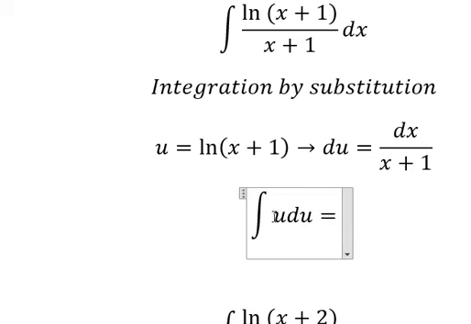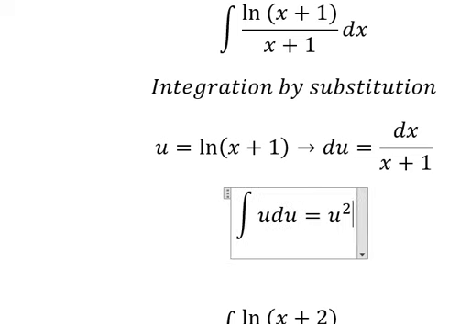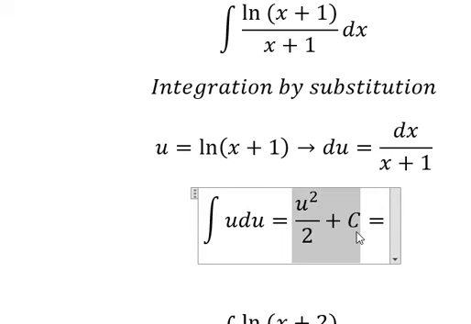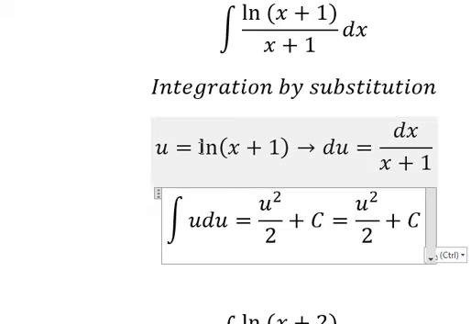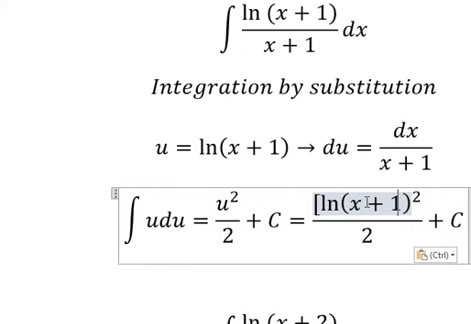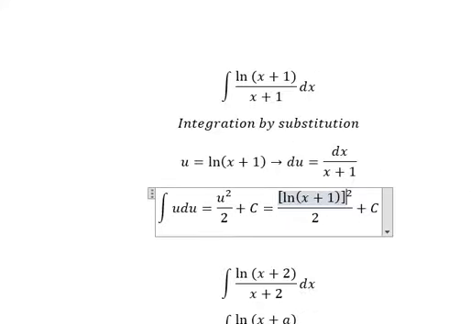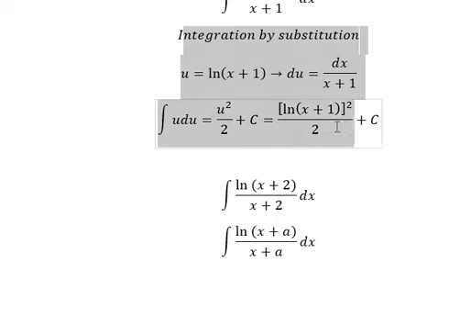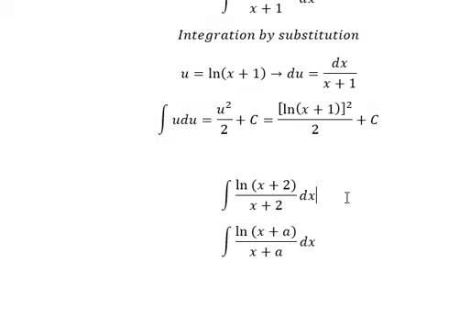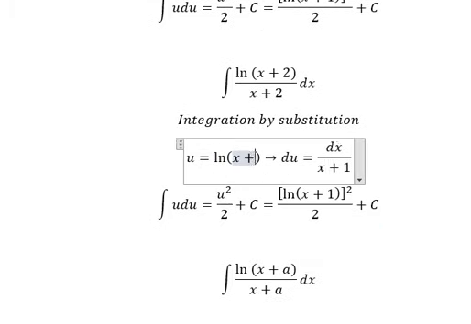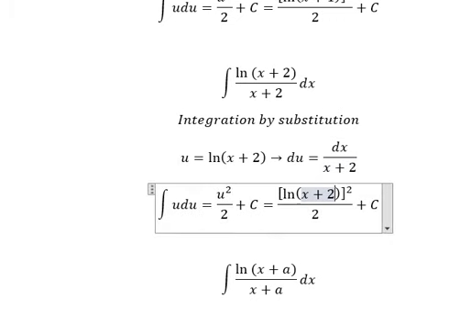The integration of u, we have u squared over 2 and we put c. About u, that is this one. Now we can do similar for this one and this one, but we just change the number in here. And here.